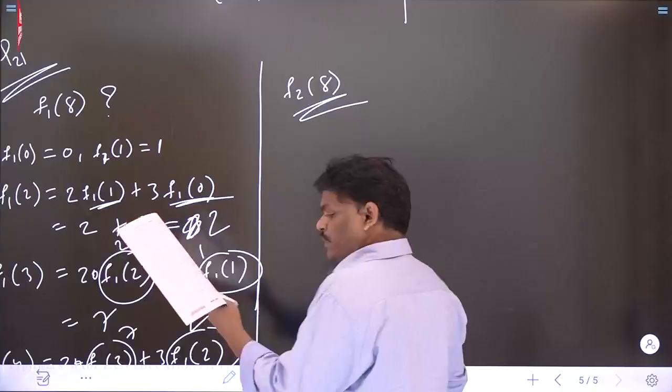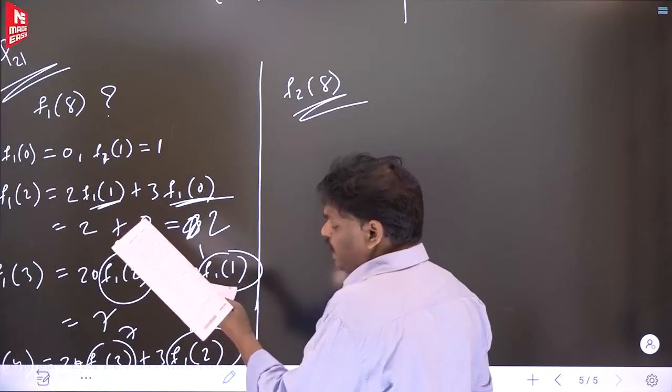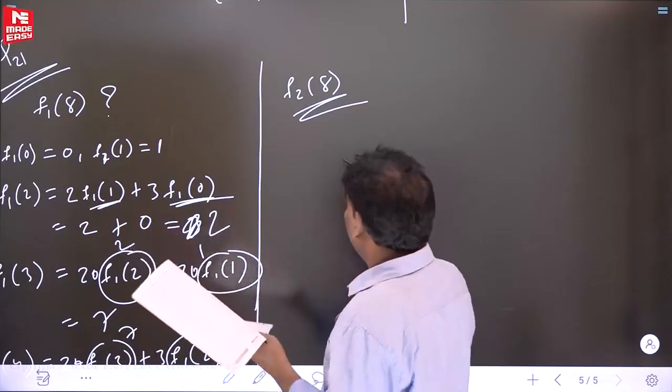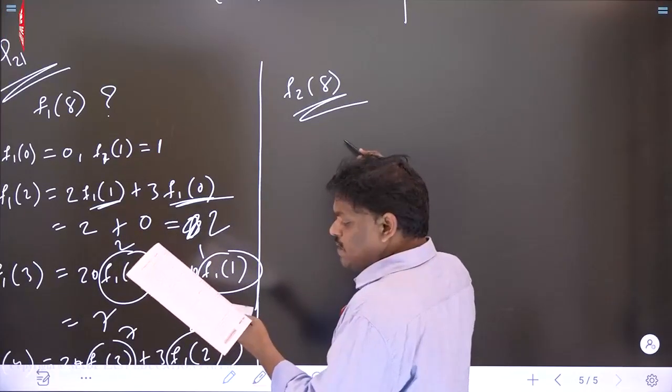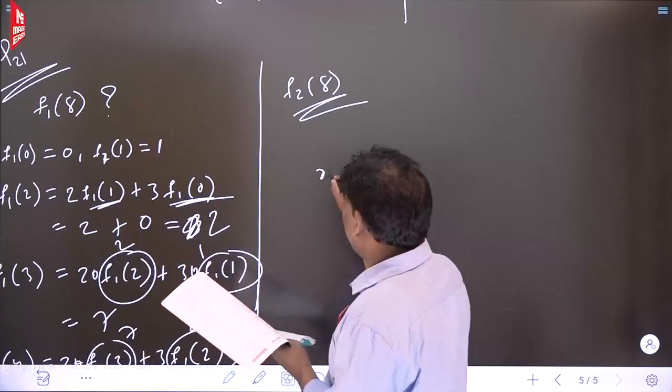f2 of 8. I think one loop is going on, from 2 to 8. Can you help me? What is before that loop? Let's check f2. In the f2, I think one line is missing. See this one. What is the line given?